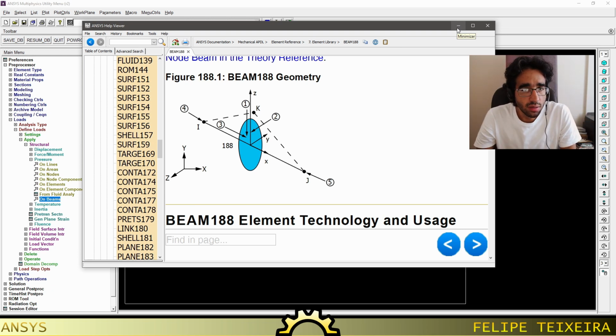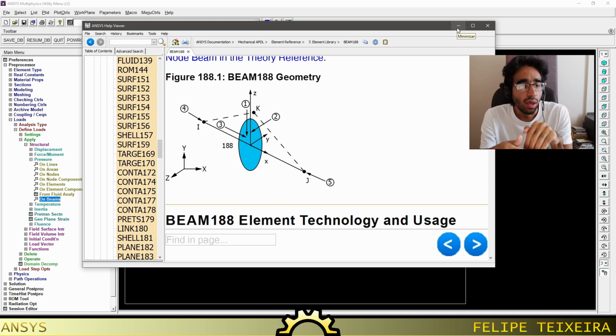And if you were to read this help page, you would see that those numbers inside circles are actually the load keys. So as you can see, this element, BEAM188, has 5 load keys, 1, 2, 3, 4, 5. And each load key is applied in a different direction or at a different point. Load keys 1, 2, and 3 are for loads that are applied along the length of the element. And load keys 4 and 5 are for loads that are applied at the ends of the element.